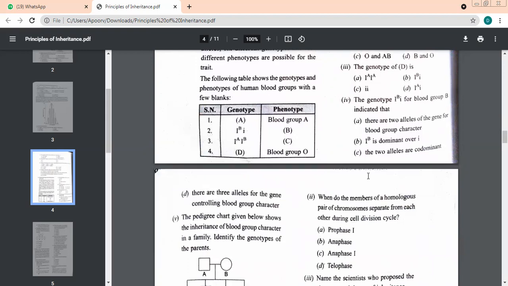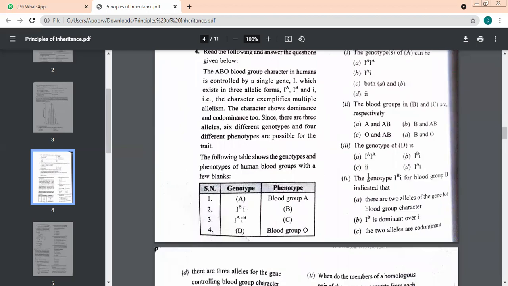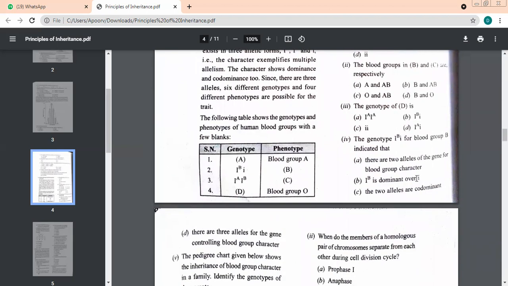IB is dominant over I. The two alleles are co-dominant. Both of you have the same options as the answers? No, ma'am. Ma'am, IB is dominant over I. And ma'am, I am saying option C. The both alleles are co-dominant. So IB is dominant over I is the correct answer. Why, bache? Tell me now, justify your answer. Ma'am, if the genotype is IBI, then the blood group is B. It means IB is dominant over I. They are not co-dominant. If they were co-dominant, then it would be BO.